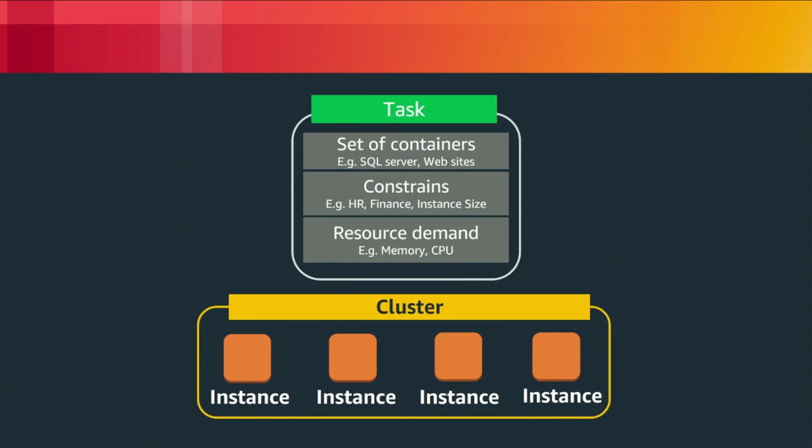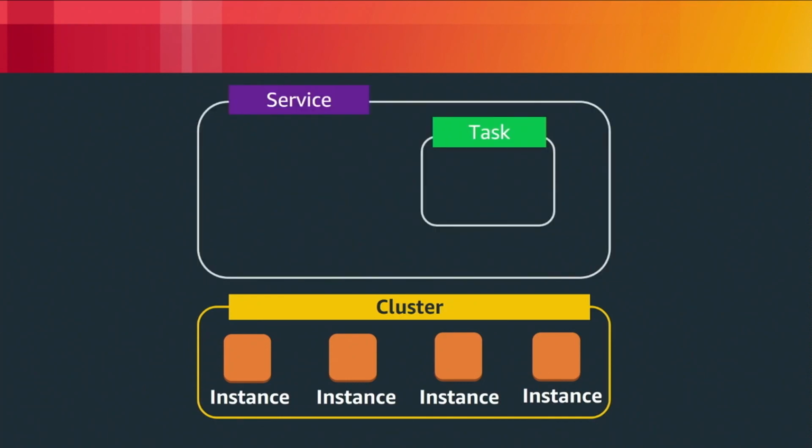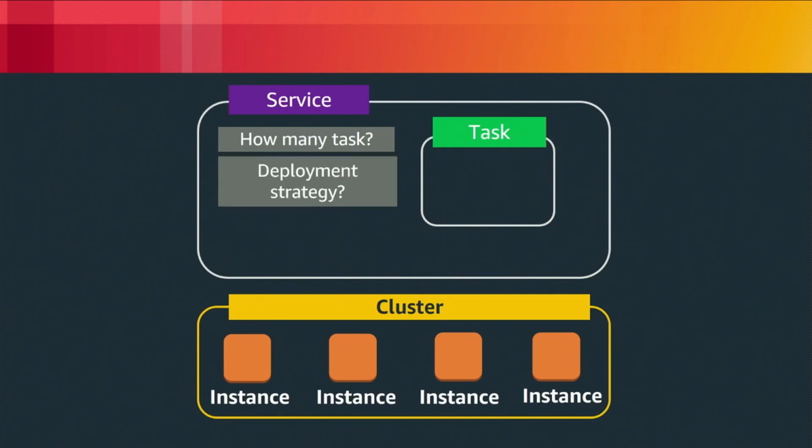Once you define this task, the next step is to define something called a service. A service defines things like how many tasks to run. Let's say I have a web application for which I need 2 tasks. Then you can define things like the deployment strategy. Do I want blue-green deployment, canary deployment, or some rolling deployment? Everything you can define in the service. And finally, the auto-scaling strategy.